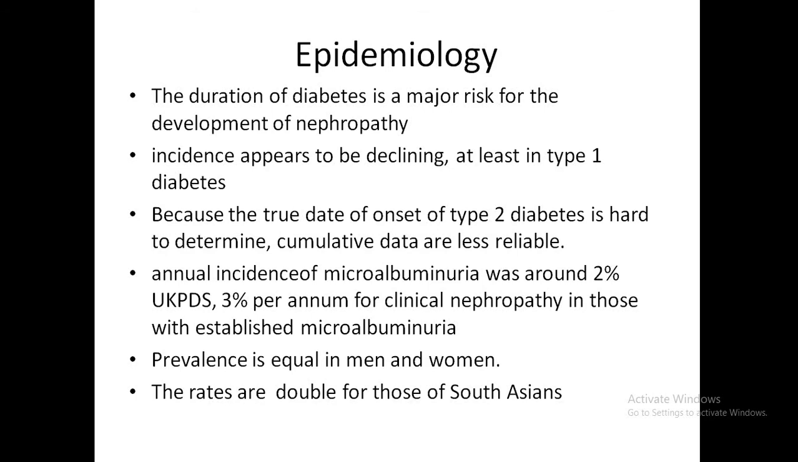The study showed that there was an annual incidence of 2% of microalbuminuria, and there was an increase of 3% per annum of clinical nephropathy in those with established microalbuminuria. So you can see the progression here. The prevalence is equal in men and women, and the rates are double for South Asians, and the cause is unknown.